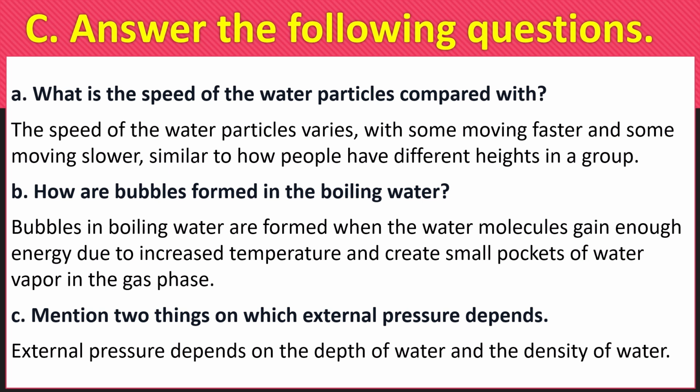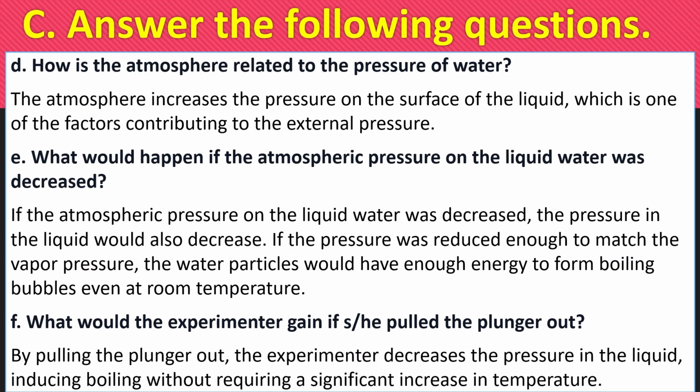C. Mention two things on which external pressure depends. External pressure depends on the depth of water and the density of water. D. How is the atmosphere related to the pressure of water? The atmosphere increases the pressure on the surface of the liquid, which is one of the factors contributing to the external pressure.